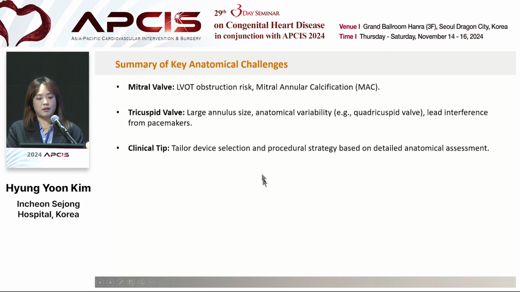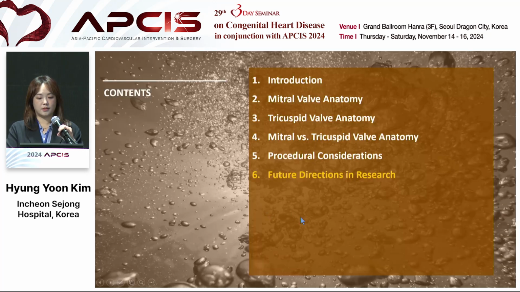So with the summary, for the mitral valve, be aware of LVOT obstruction, and mitral annular calcification can be an anatomical barrier. And for the tricuspid valve, large annular size, anatomical variability, and lead interference from pacemakers can be anatomical challenges.